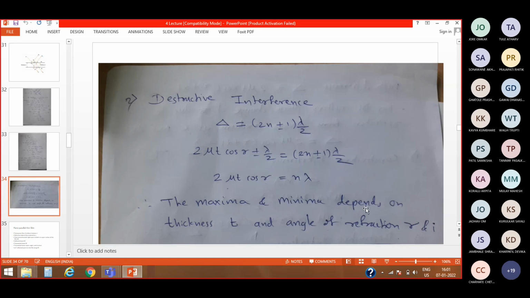So the maxima and minima depend on the thickness t and the angle of refraction or angle of incidence of light in case of thin films.